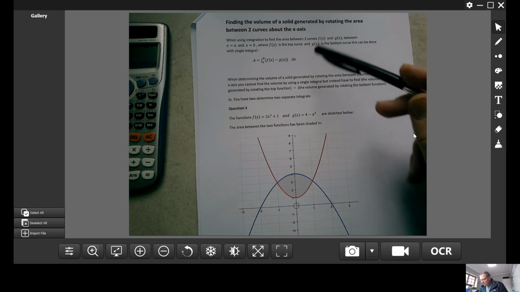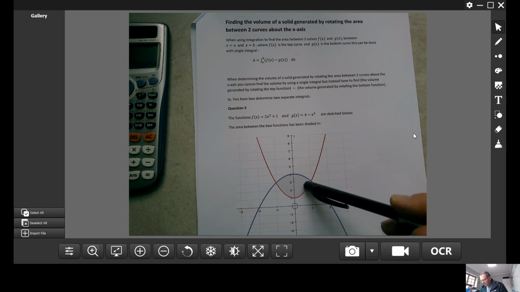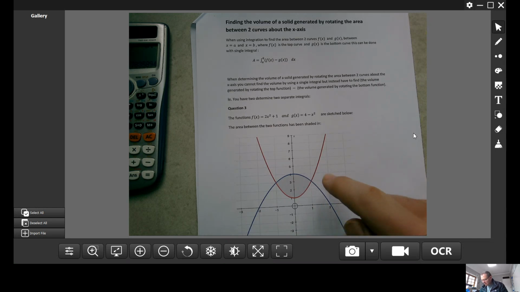So remember, when using integration, when we were finding area, if I was finding this area between these two curves, I could do it in one step.